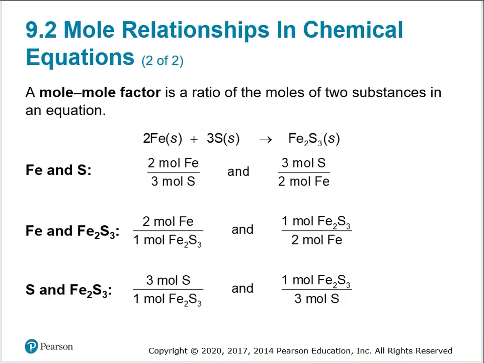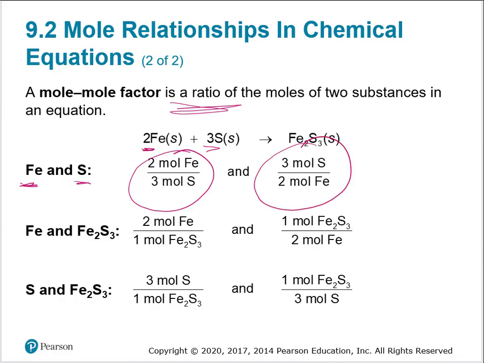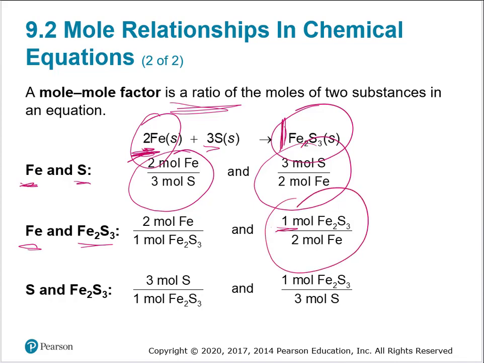And from that balanced equation, I can write ratios of the 2 substances. For example, if I wanted to look at iron versus sulfur, I would say that I have 2 moles of iron to 3 moles of sulfur. Or I can flip-flop this, and I could say that there's 3 moles of sulfur for every 2 moles of iron. I can also compare iron and the iron 3 sulfide. There's 2 moles of Fe needed for every 1 mole of product. Or I can say that for every 1 mole of product, 2 moles of Fe was needed. I can do the same thing with sulfur and product. 3 moles of sulfur needed to create 1 mole of product, or 1 mole of product for every 3 moles of sulfur.